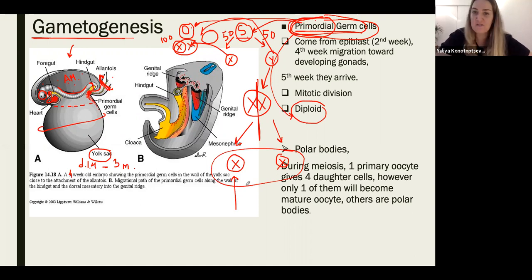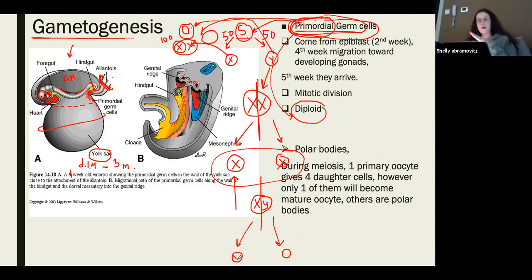Let's look at a different scenario. I have a PGC here, a primordial germ cell, and it's not carrying XX, it is carrying XY chromosomes. This cell has to divide, it has to split, it has to give rise to two new cells. So I have one cell here and I have one cell here. What will be the chromosomes in these cells?